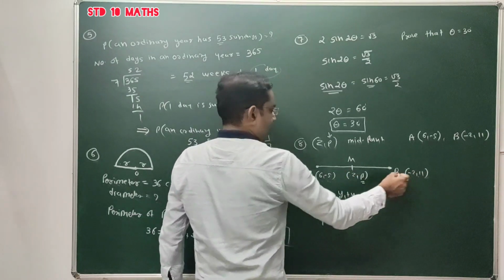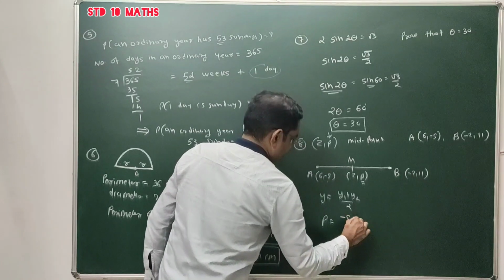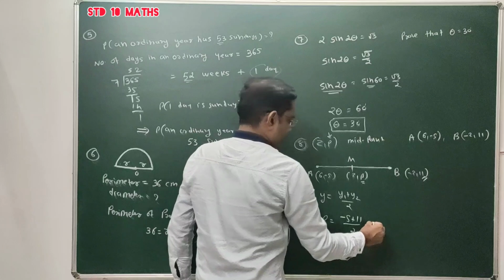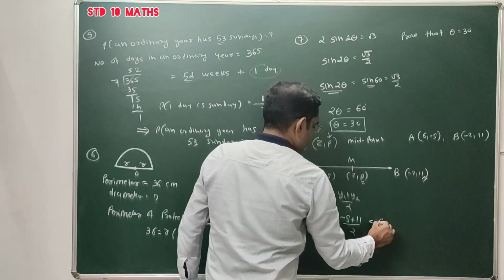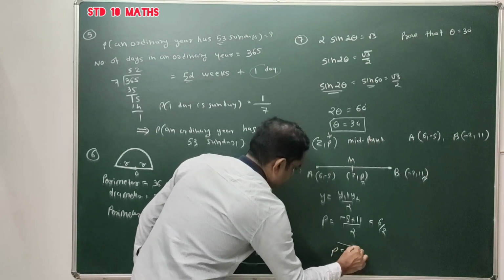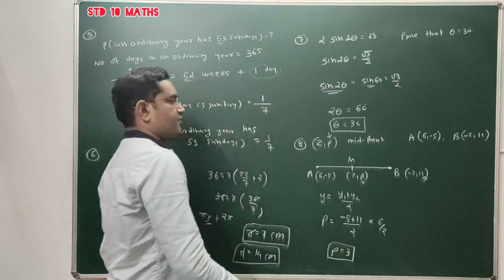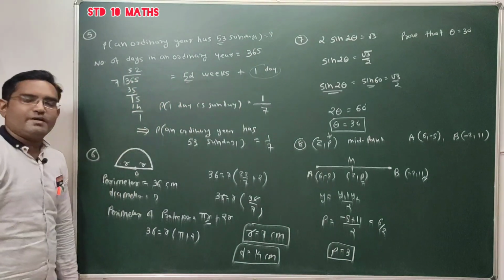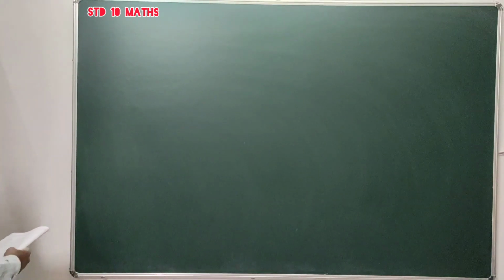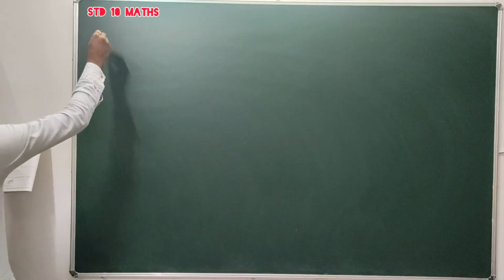y1 plus y2, minus 5 plus 11, by 2. So 11 minus 5, it's 6 by 2. So p equal to 3. This is our answer. Clear students? Pause the video and note it down. Okay students, now question number 9.